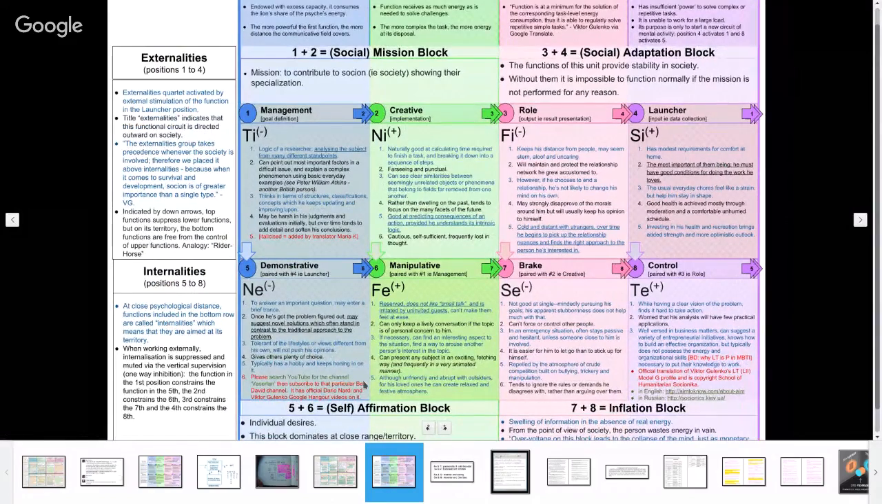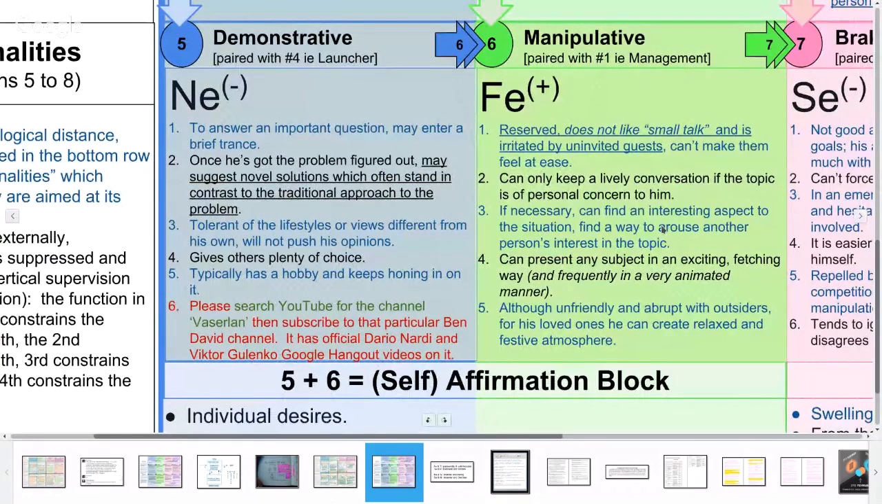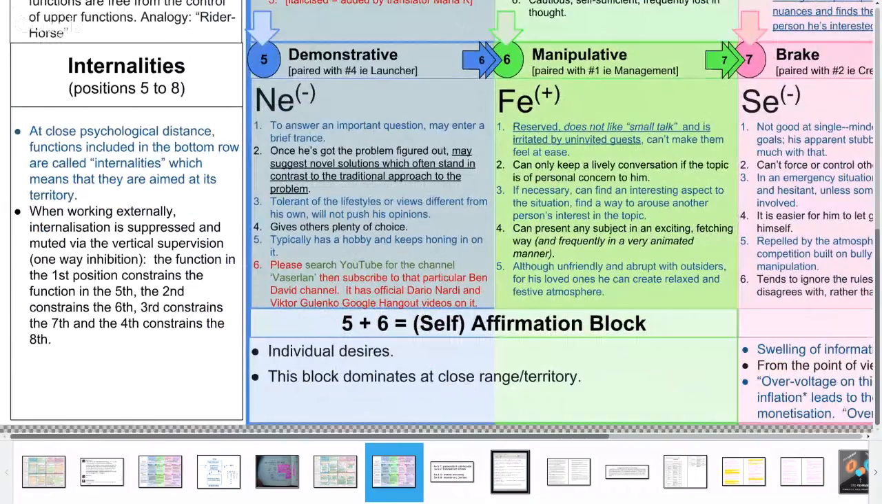So, INTP at close range will use FE, but they'll also use it for its own sake, to express their enthusiasm for usually theories. Like now, like me in this hangout. Even though I'm on my own, I'm imagining you being there, enthralled.